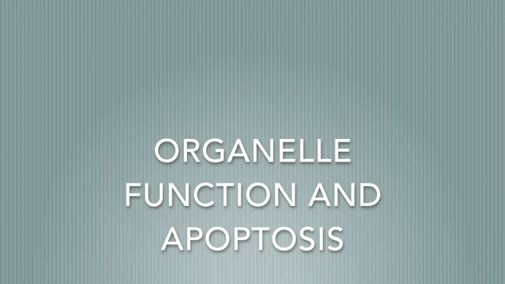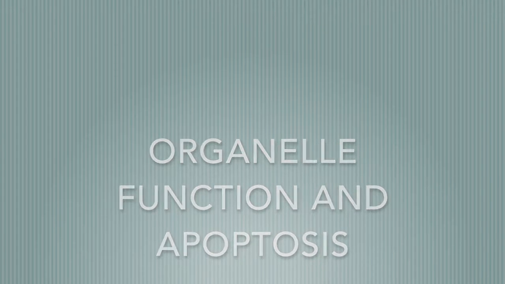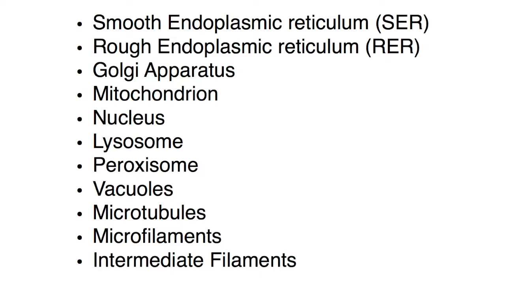In this video, we will be discussing organelle function and apoptosis. The organelles we will be discussing include the smooth endoplasmic reticulum, the rough endoplasmic reticulum, the Golgi apparatus, the mitochondria, nucleus, lysosome, peroxisome, vacuoles, microtubules, microfilaments, and intermediate filaments.